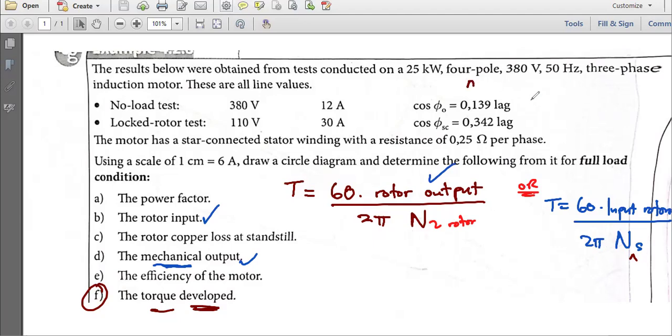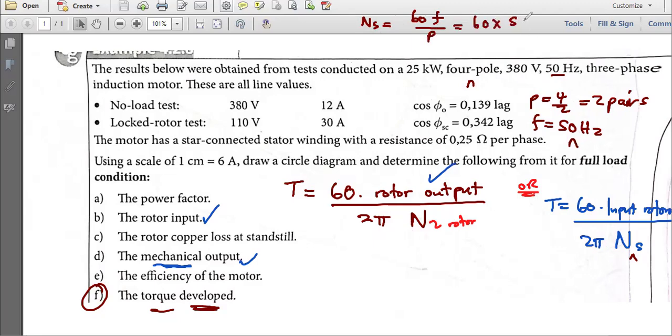We have been given a 4-pole. That is the pair poles, it's going to be 4/2, which is 2 pairs. And we also have a frequency of 50 hertz. So the synchronous speed can be calculated. Remember, guys, I talked about this: 60 times frequency over pair poles. So 60 times the frequency, 50 hertz, over pair poles, which is 2. That gives us the synchronous speed of 1,500 revs per minute. Remember, we talked about these formulas in the introduction part.